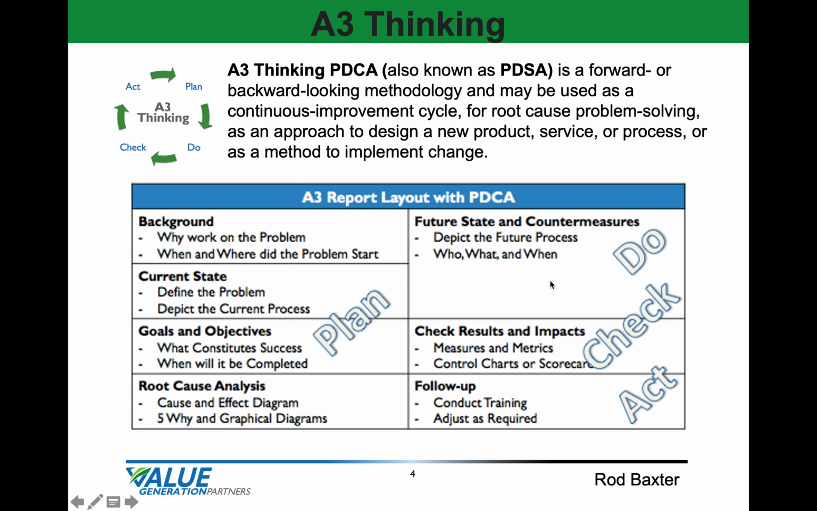When we go into the do phase, we'll have our future state with countermeasures. We'll depict the future process, who, what, when. We'll move to the check phase. We'll check our results. We'll see if the impacts achieve the desired results. We'll use measures and metrics and control charts and scorecards. In the act phase, we conduct follow-up. We'll do our training. We'll adjust as required. And then we'll continue to do the process again for continuous improvement.